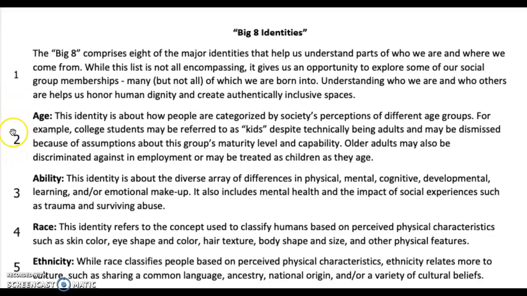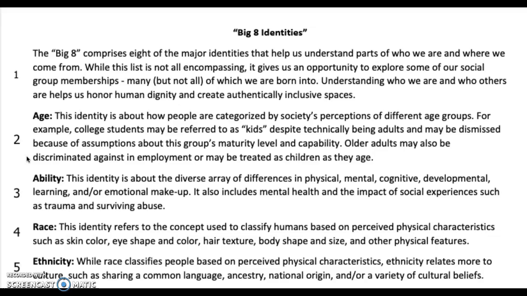In paragraph 2, we're going to read about our first of the Big 8 identities, age. This identity is about how people are categorized by society's perceptions of different age groups. For example, college students may be referred to as kids despite technically being adults and may be dismissed because of assumptions about this group's maturity level and capability. Other adults may also be discriminated against in employment or may be treated as children as they age.